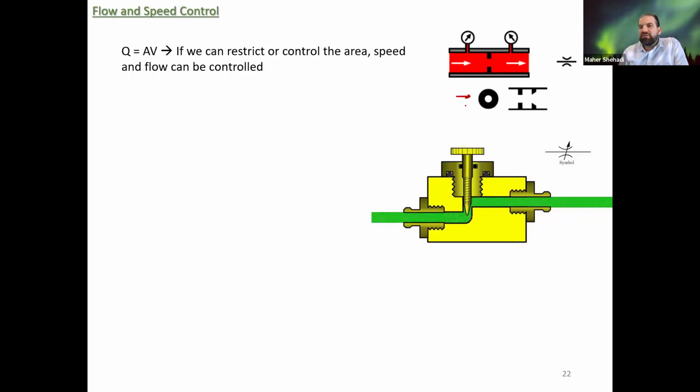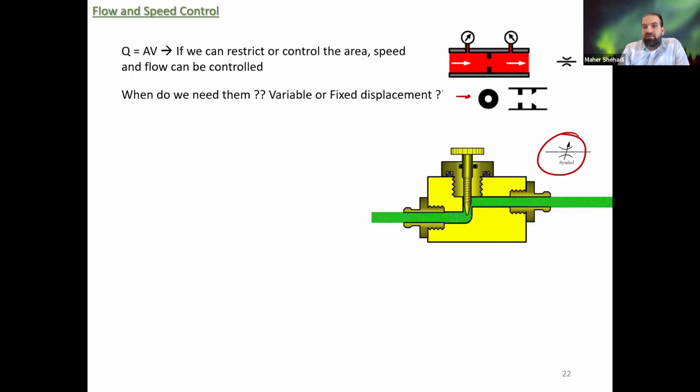If I need to adjust that flow from time to time, basically I need a variable valve, and this is one example, the needle valve. You can close it, open it. So basically that's a variable output that I can get out of this. Okay, when do we need those?